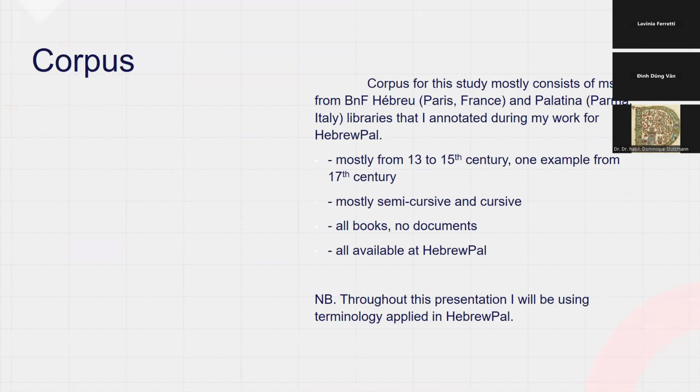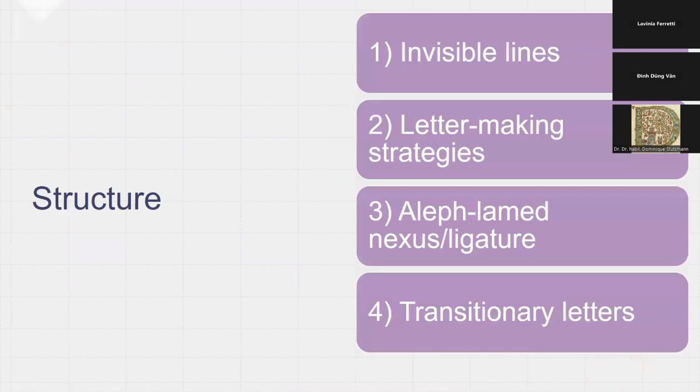A final note on the preliminary part is that I'm going to use the terminology that we apply in Hebrew PAL, and in case anyone has any questions, please throw something heavy at me and I will stop and explain to the best of my ability. We are going to talk first about invisible lines and letter-making strategies, then about the Aleph Lamed ligature or nexus, and then, as a final treat, because they are so rare, about transitional letters. So, invisible lines.